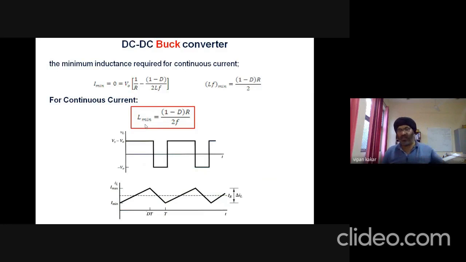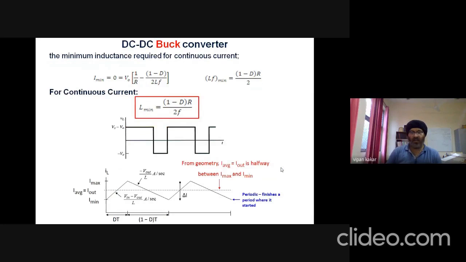So it means we have already designed the value of inductor for this buck converter to work in continuous current conduction mode. So this is the same continuous current in the inductor, which we have just calculated. This is how it is shown graphically over here.